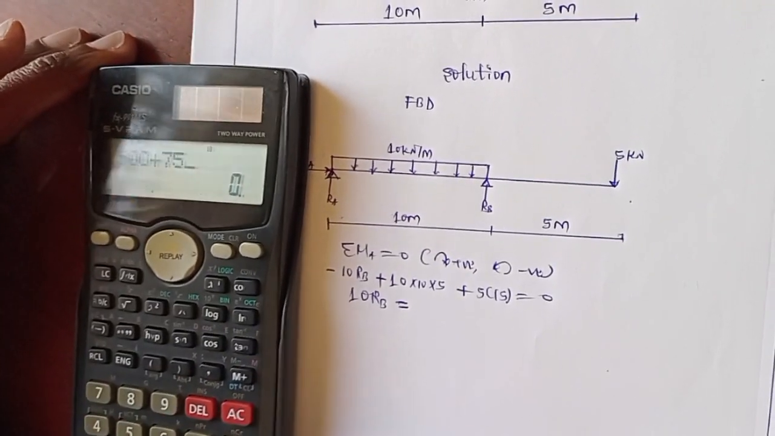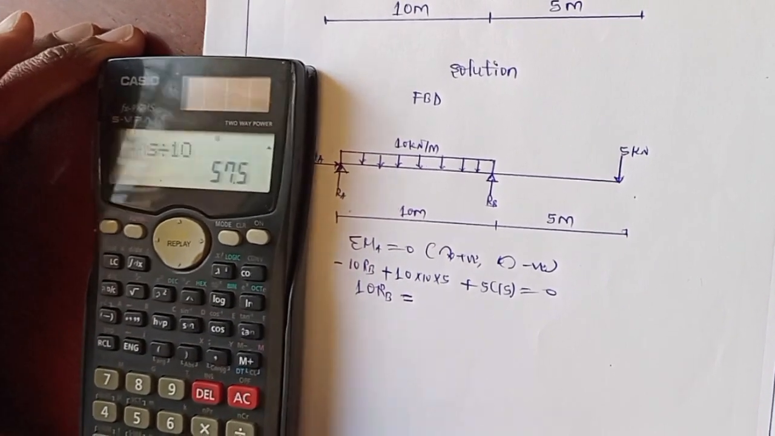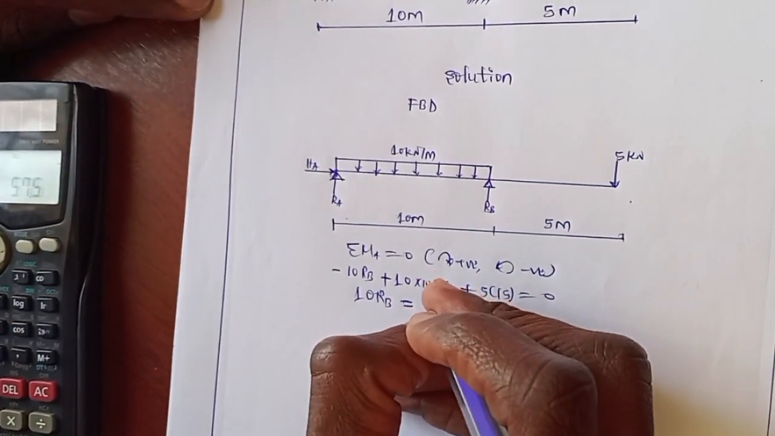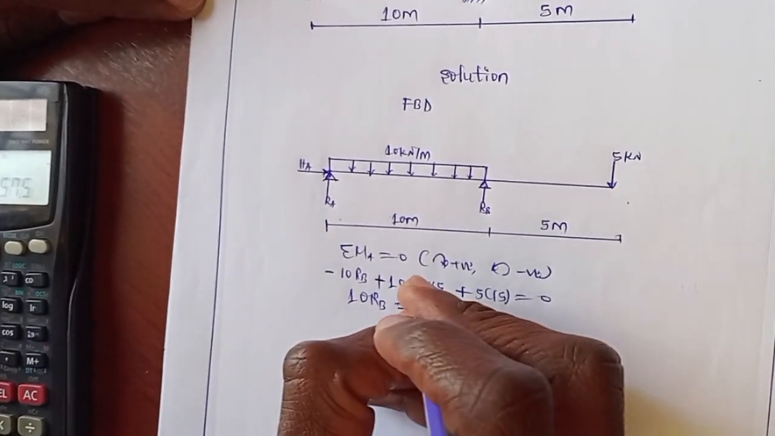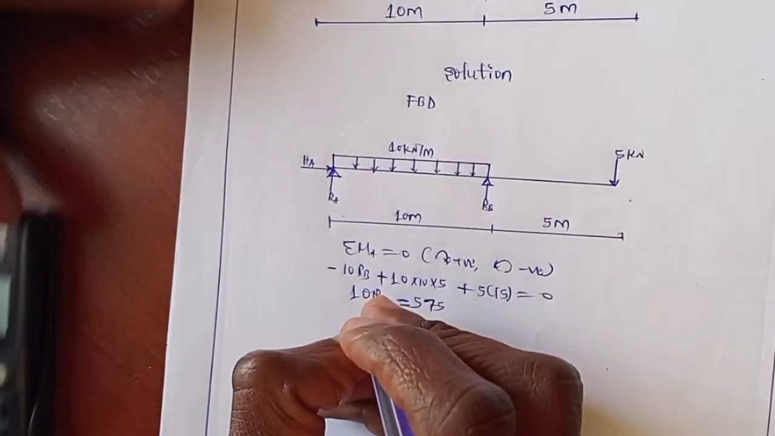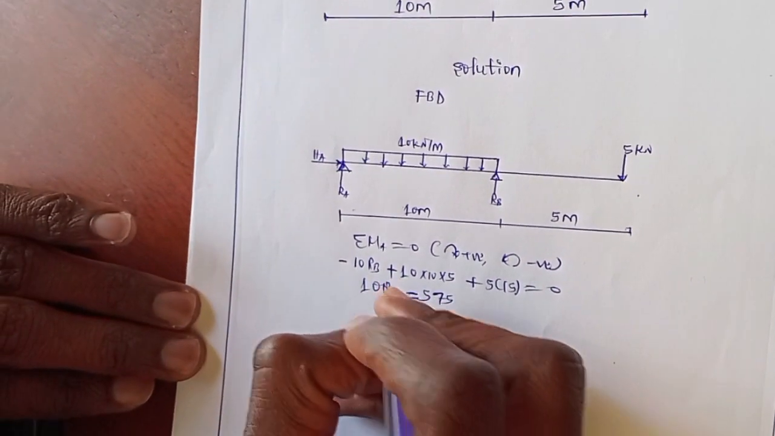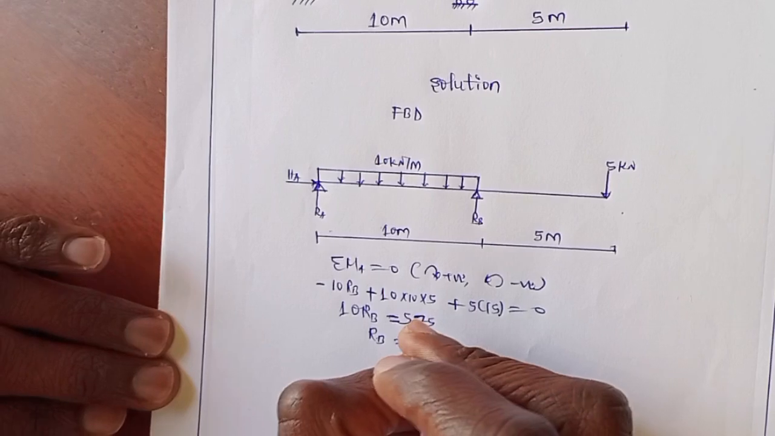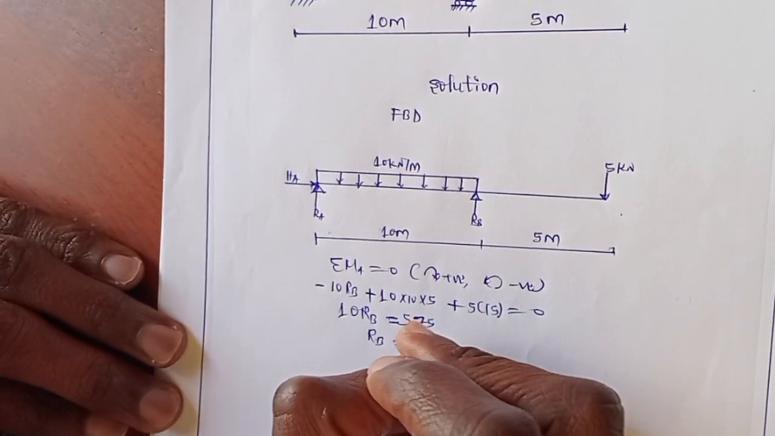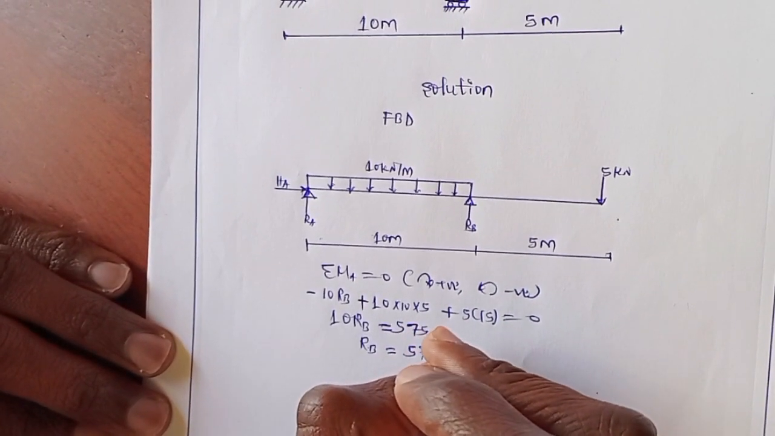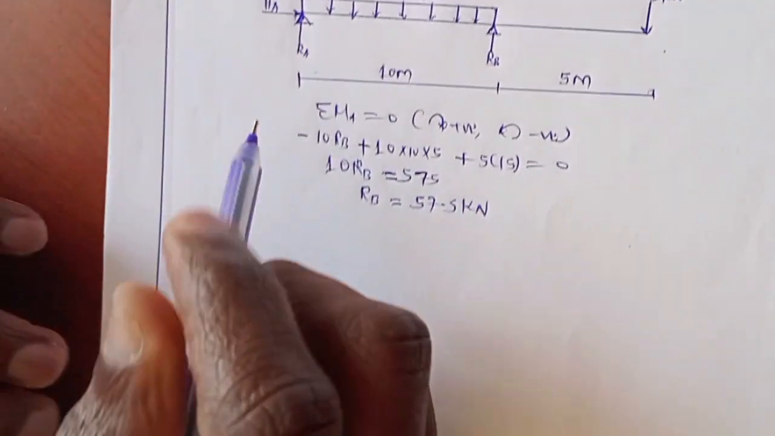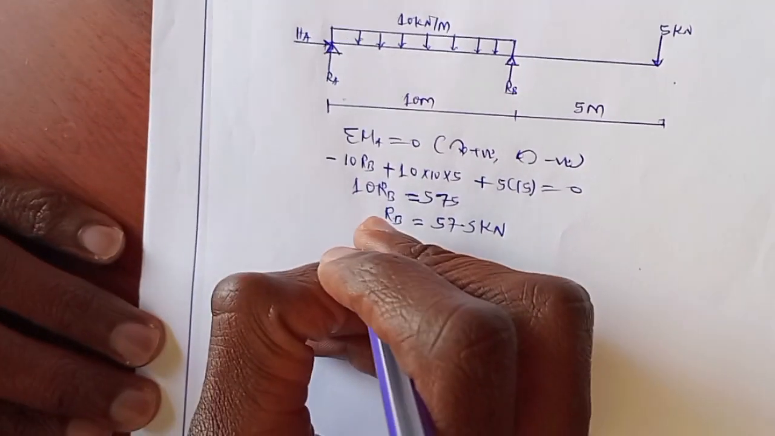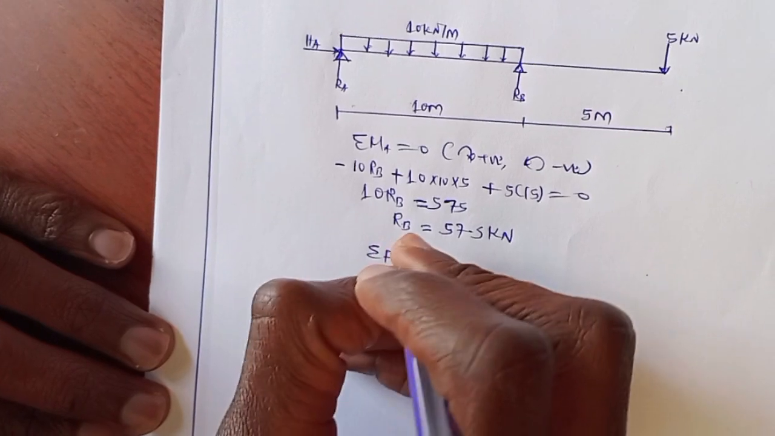plus over 10. It will be this one. So in order to obtain RB, we divide by 10 on every side. It remains 57.5 kilonewton.